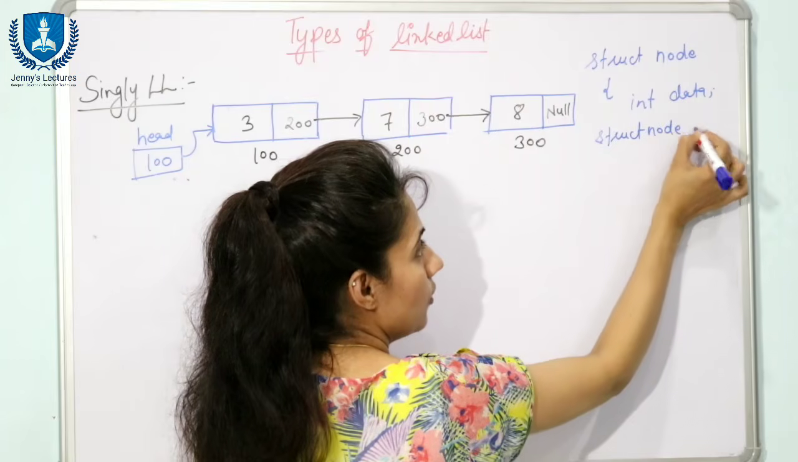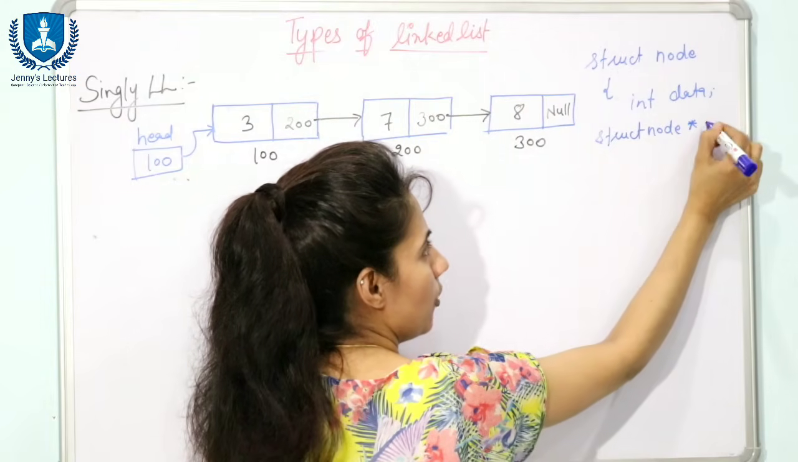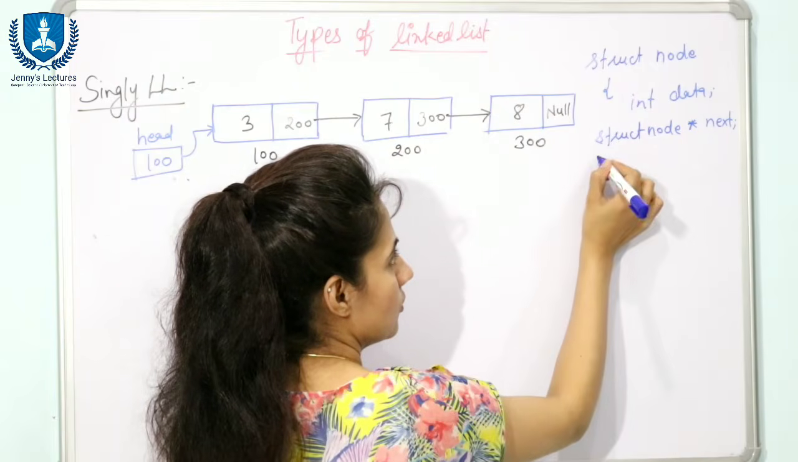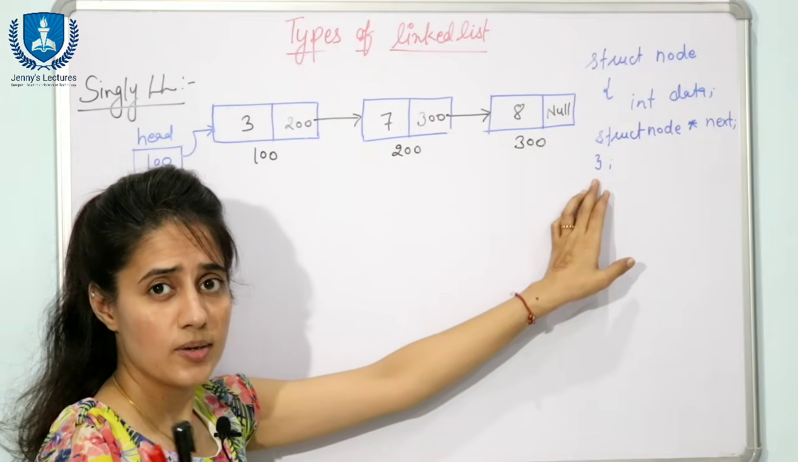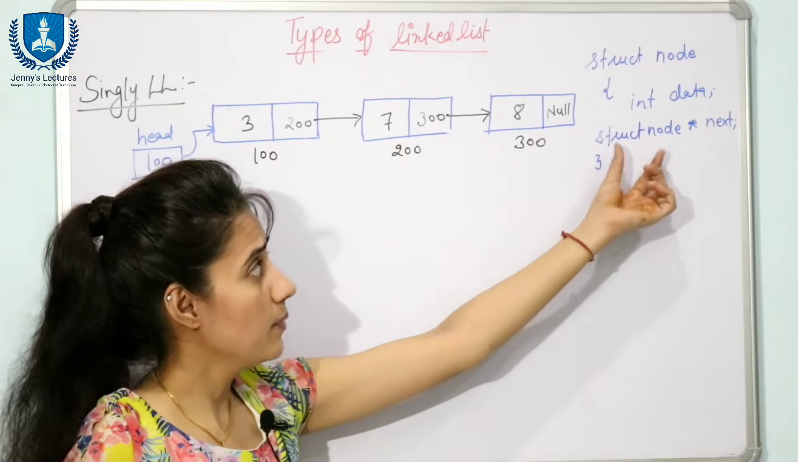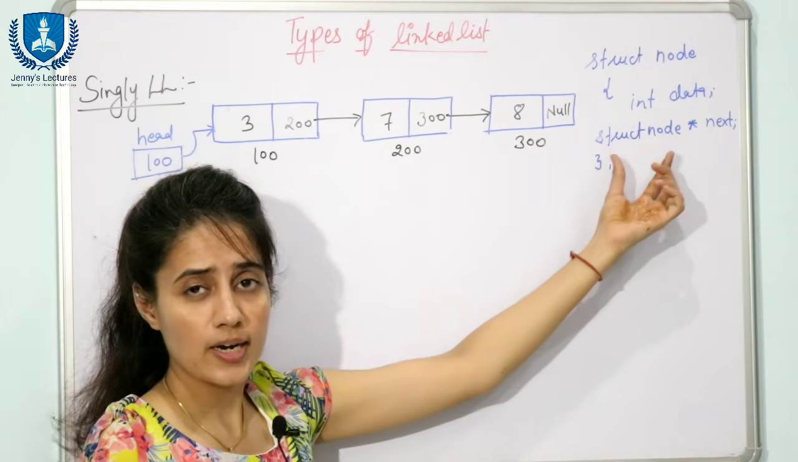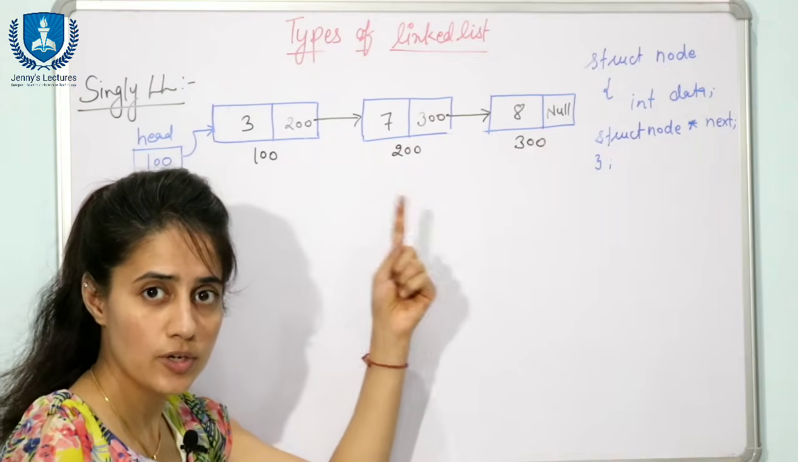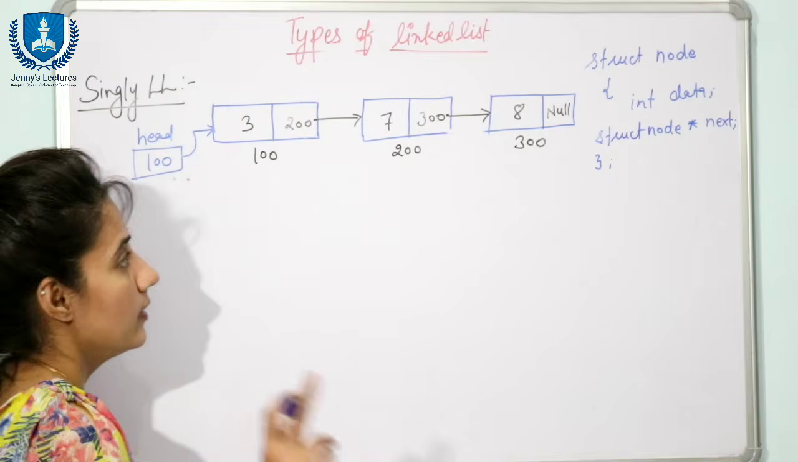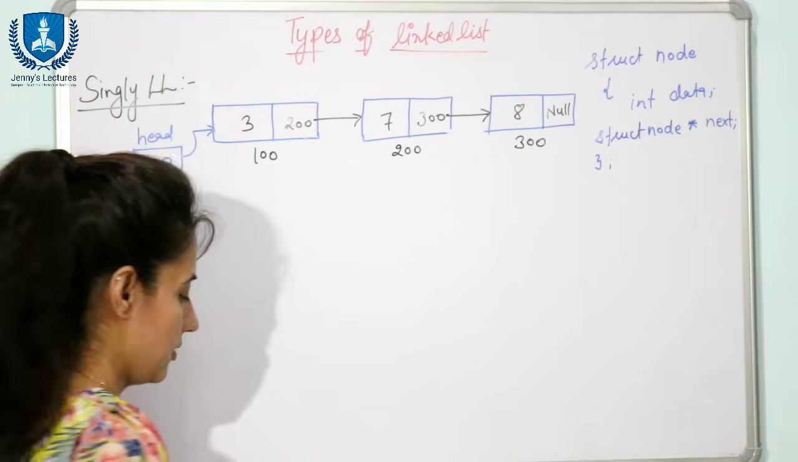Struct node asterisk, and the name of the pointer you can say next or link, as you wish. So this is the representation of the node in the program. Why I am writing struct node here, I have already discussed in the previous video, you can check it out there. Now next is the doubly linked list.